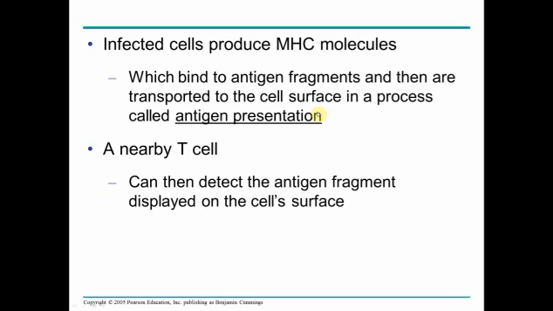One associated with phagocytic cells, like macrophages, dendritic cells, and so on. And one associated with body cells, other cells of the body that have been infected. The important part of doing this antigen presentation is that the antigens are now being shown on the surface of the cell to the immune system for identification and then removal later.